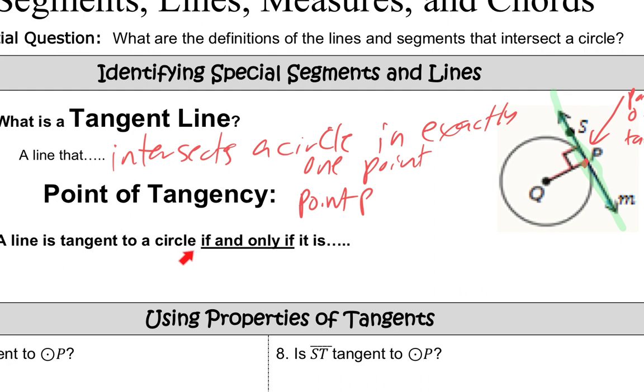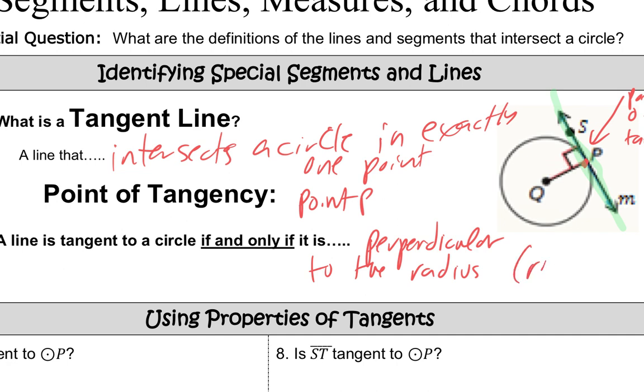Now, a line is tangent to the circle if and only if it is perpendicular to the radius. Okay, so if we look right over here, we talked about a radius last time. Radius goes from the center to the actual circle itself. So it has to be perpendicular. It has to have this right angle, right? So that means it makes a right angle.